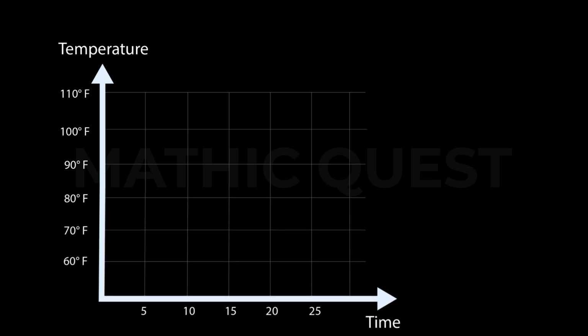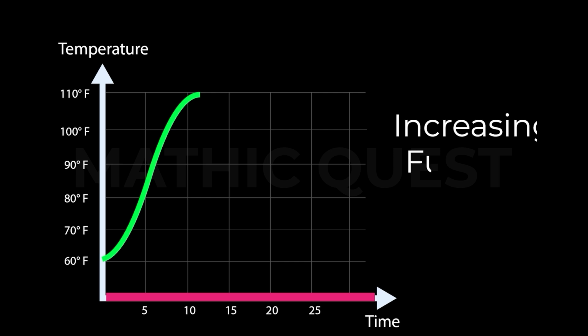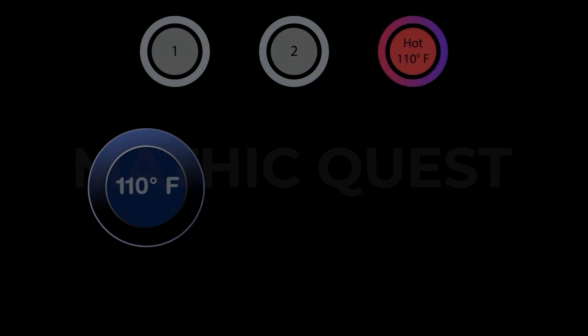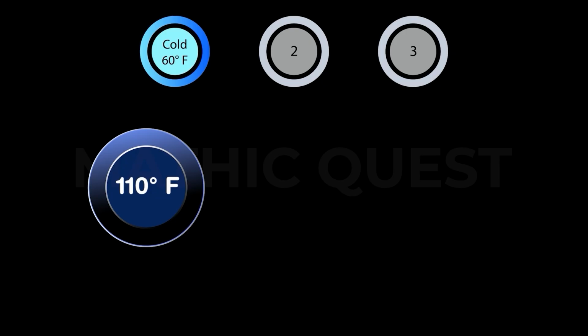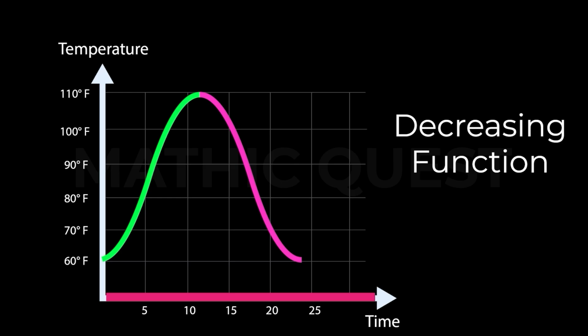On a graph of temperature versus time, as the time increases, the graph will rise from left to right. So here we say the function is increasing over this interval. Now, if we tap cold again, the water will begin to cool gradually. As time increases, the temperature decreases steadily until it settles back at 60 degrees Fahrenheit. On the graph, time is still increasing, but the temperature values are going down. So over this interval, we say that the function is decreasing.